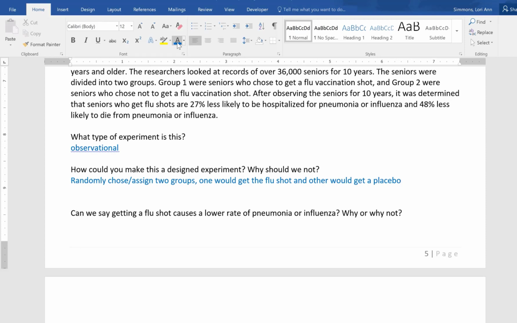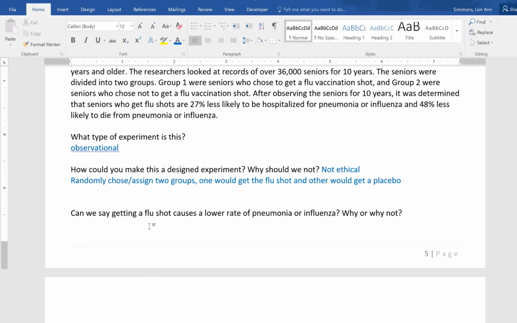Why do you think we should not do this? Well, think about smoking, if this maybe isn't standing out to you. Would it be ethical to tell someone to smoke and then another group not to smoke when we know it's bad for you? So it's not ethical in some cases to do a designed experiment. So then when it's not ethical, we can use an observational study.